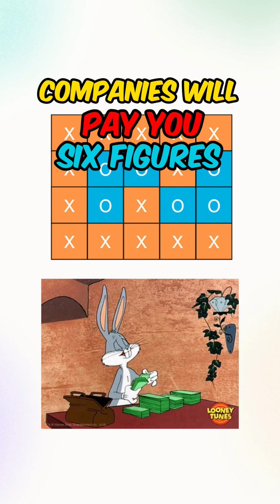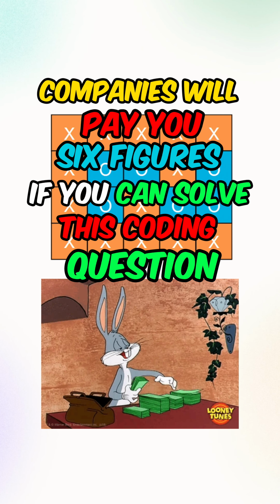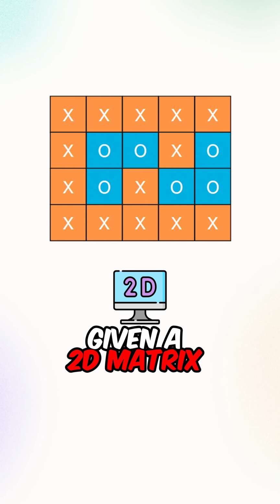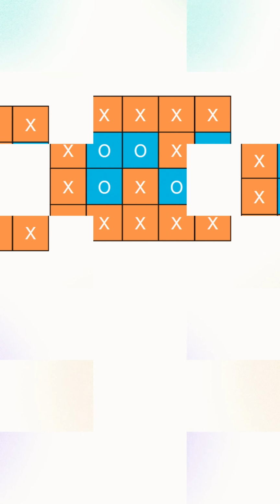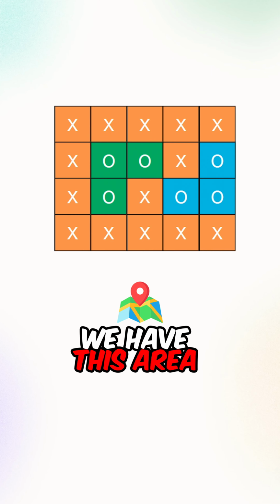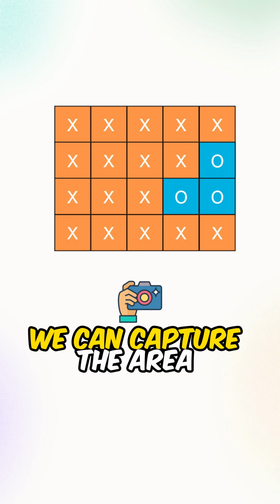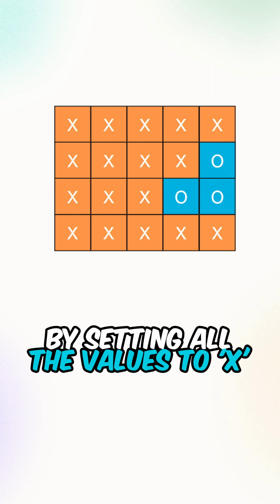Companies will pay you six figures if you can solve this coding question. Given a 2D matrix that contains X and O's, capture all the regions that are surrounded by X. Let's say we're given this matrix, we have this area that is surrounded by X. We can capture the area by setting all the values to X.